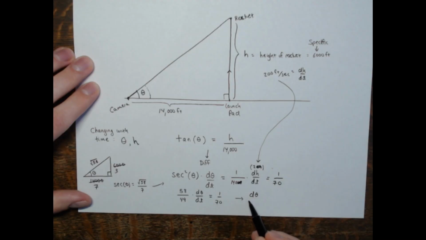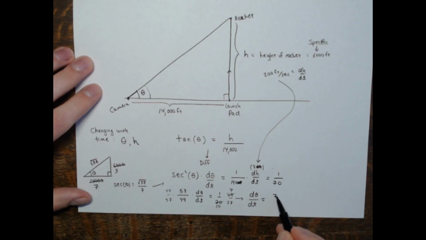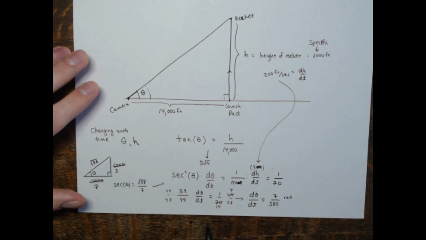So the change in angle, how fast the angle would have to be changing to keep the camera on the rocket at this moment, would be, when I multiply by 49/58, we can do a little simplifying, right? This is 7 times 7, this is 7 times 10. So 7 over 580 radians. This is always in radians when you're doing derivatives.